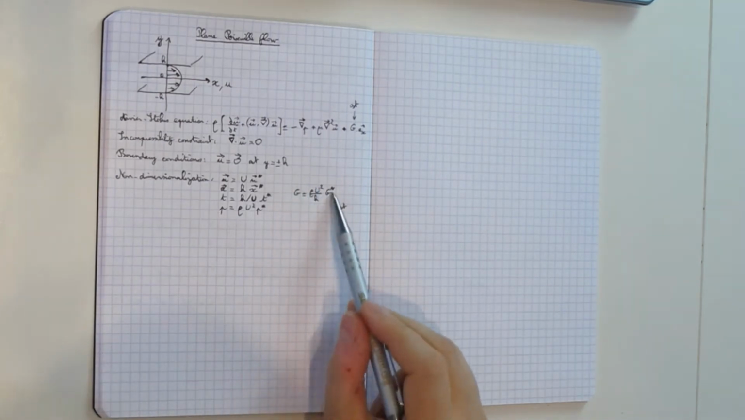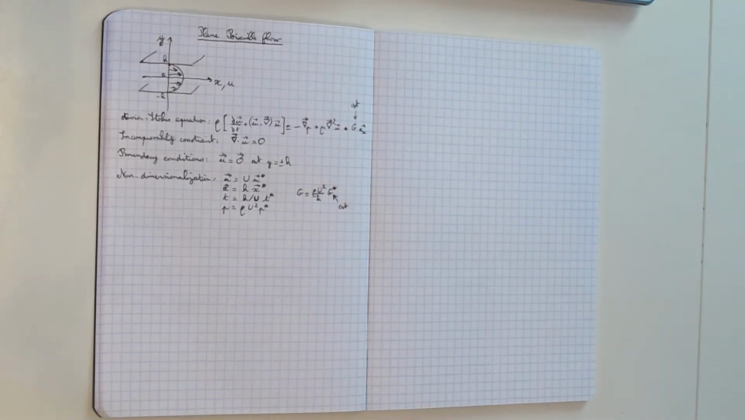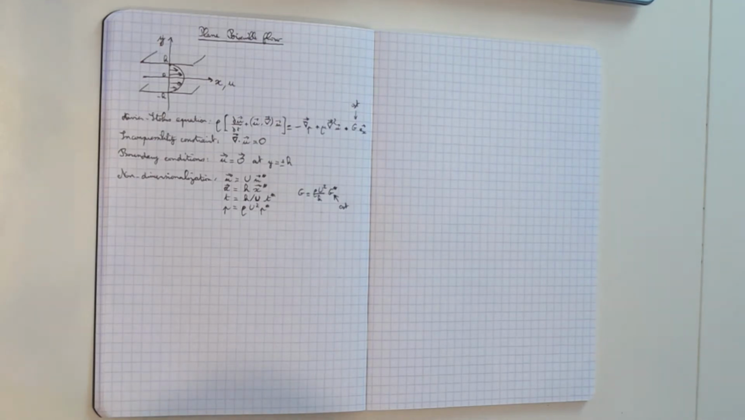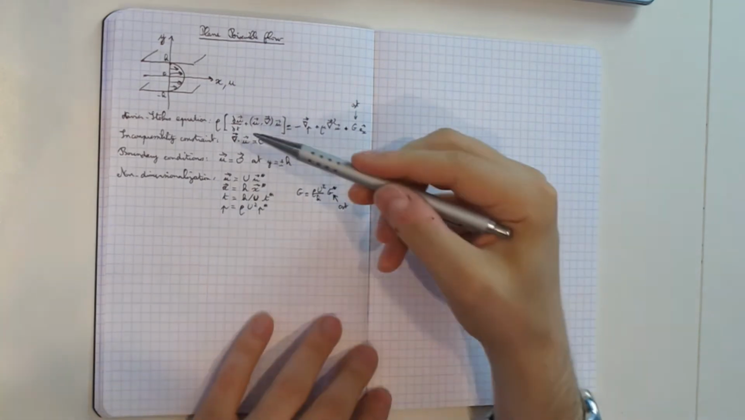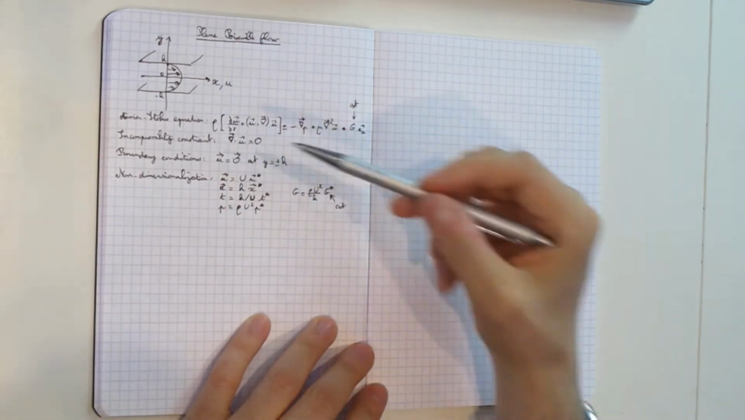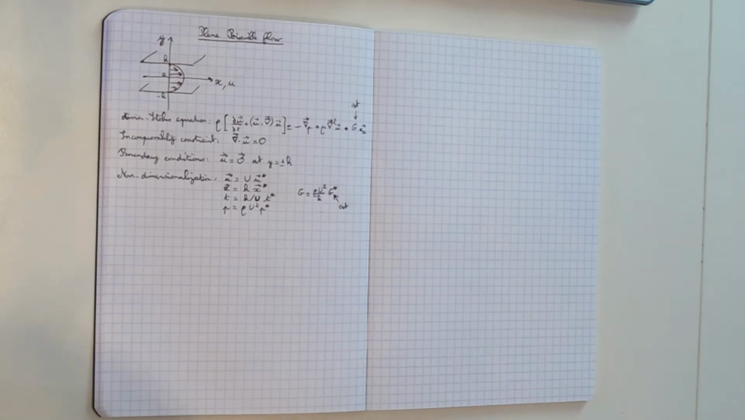It doesn't really matter because all this is a constant, but it's just going to make the equations nicer to look at. Okay, so now that I've introduced this non-dimensionalization, I'm going to take my equations as well as my boundary conditions, and I'm going to non-dimensionalize them.